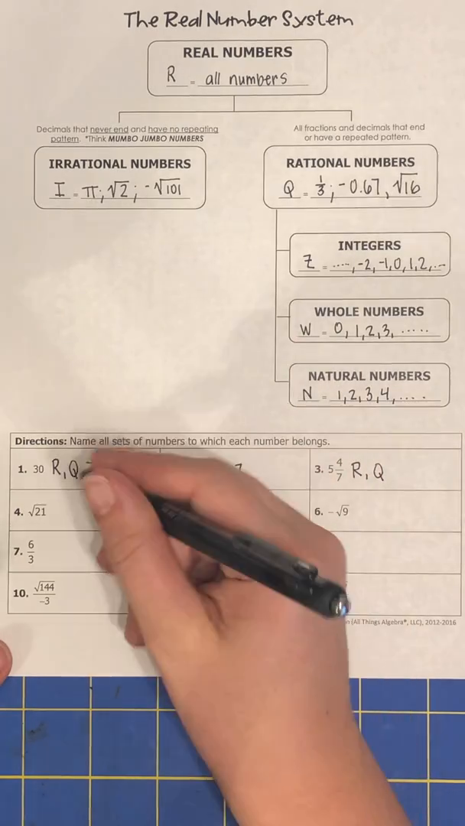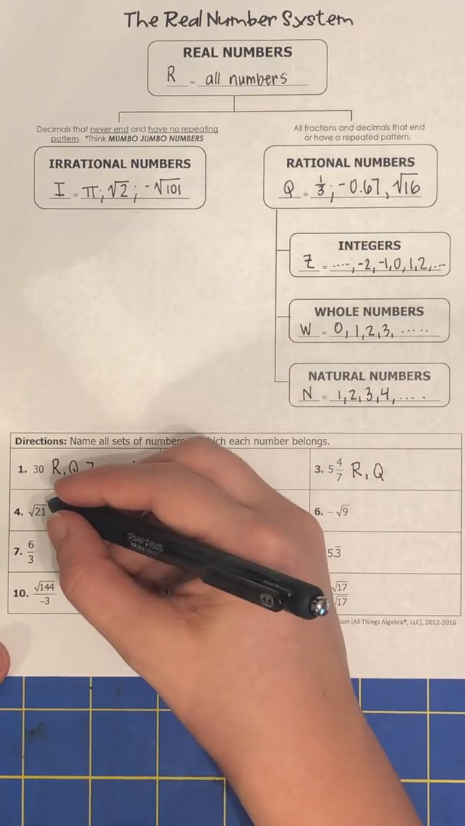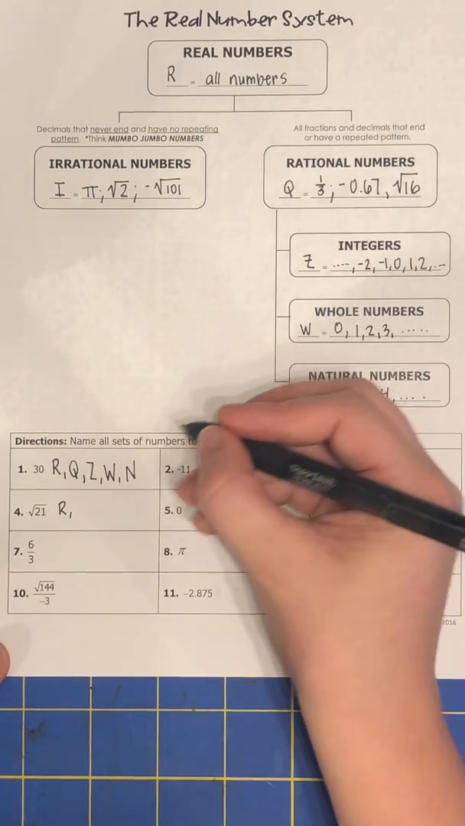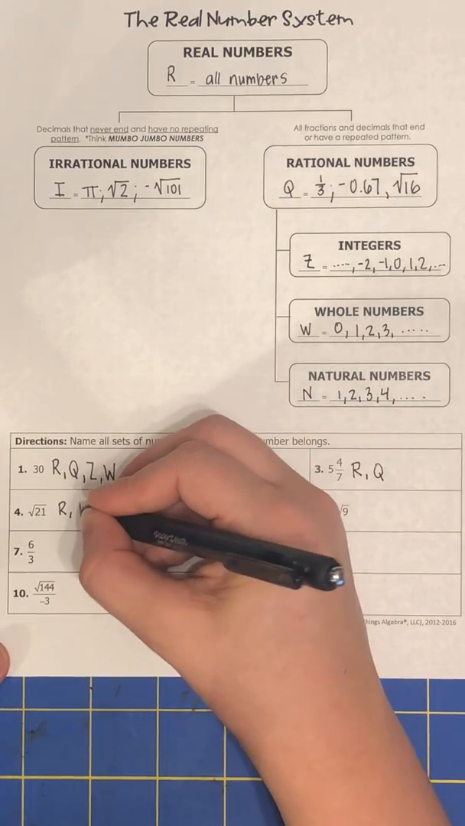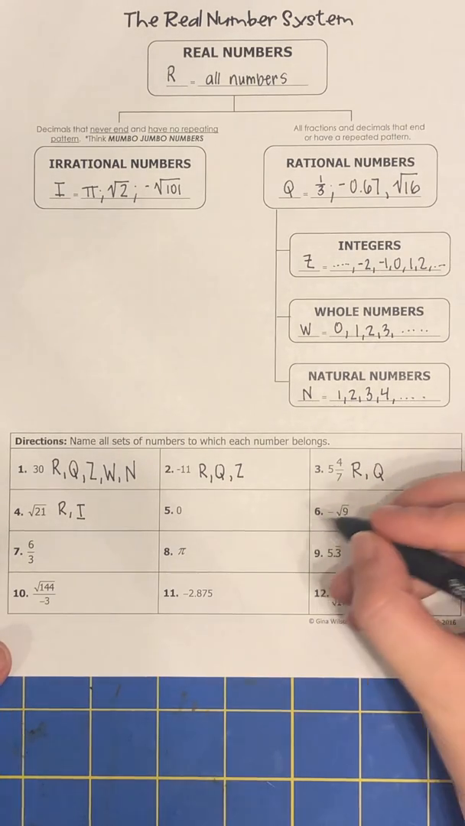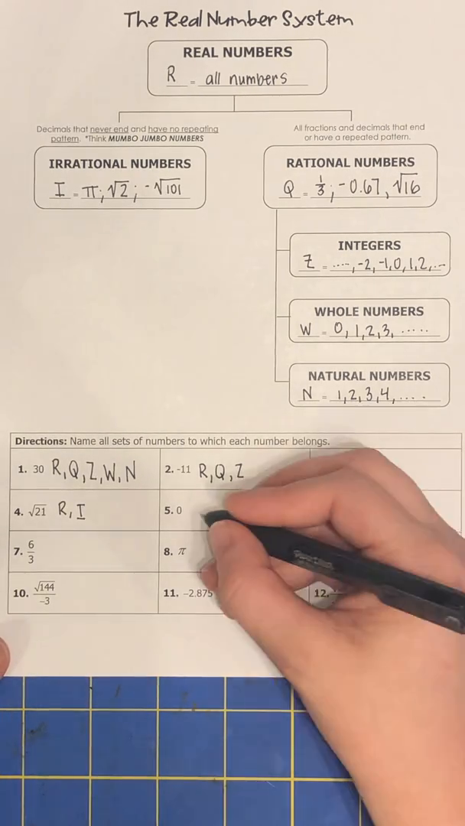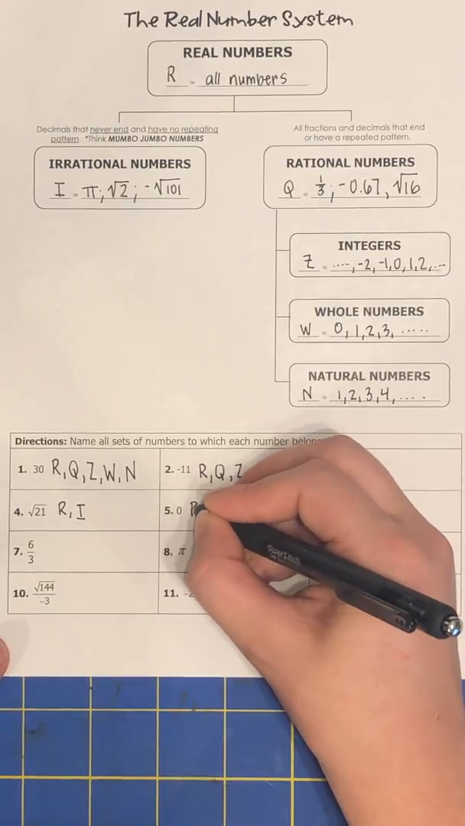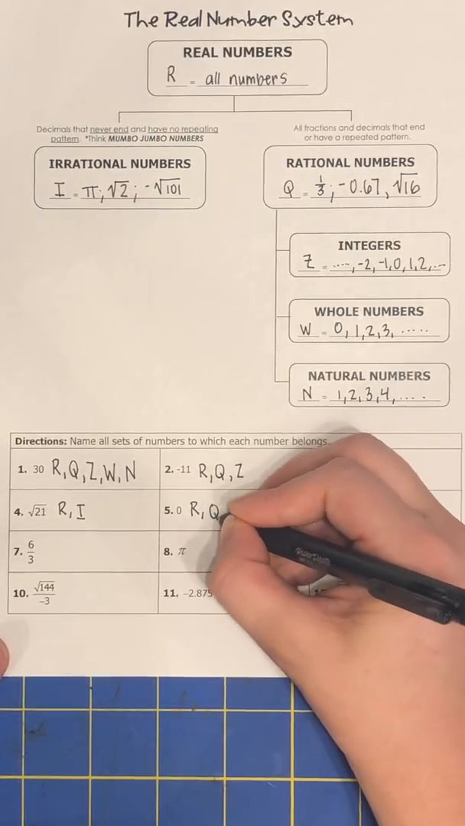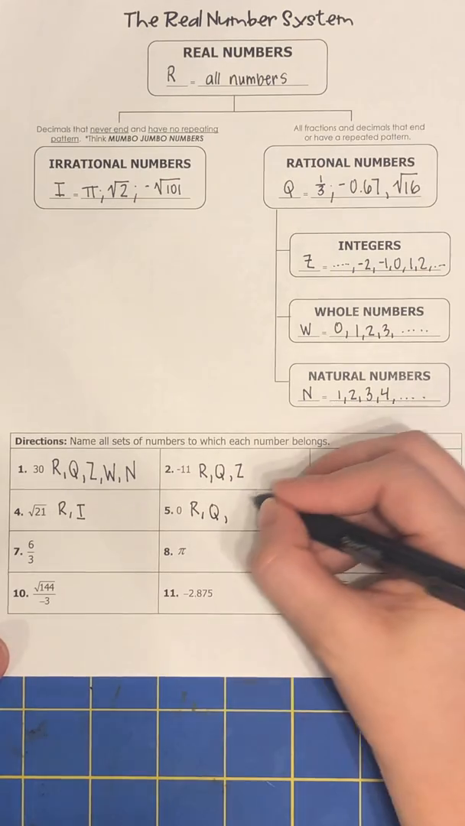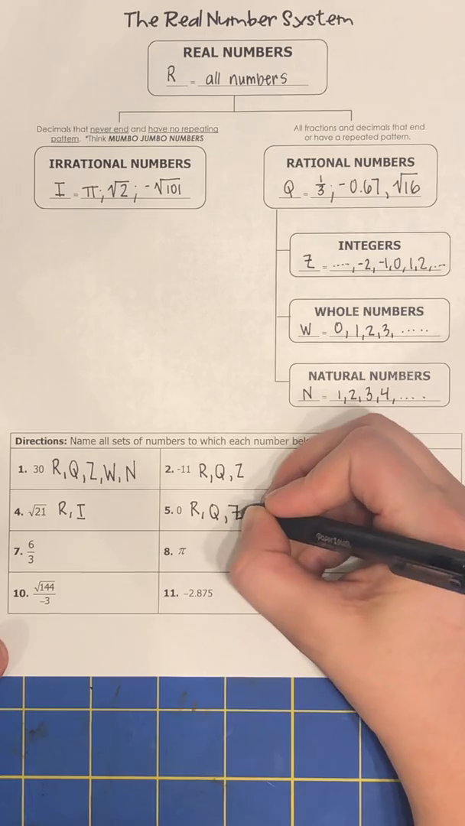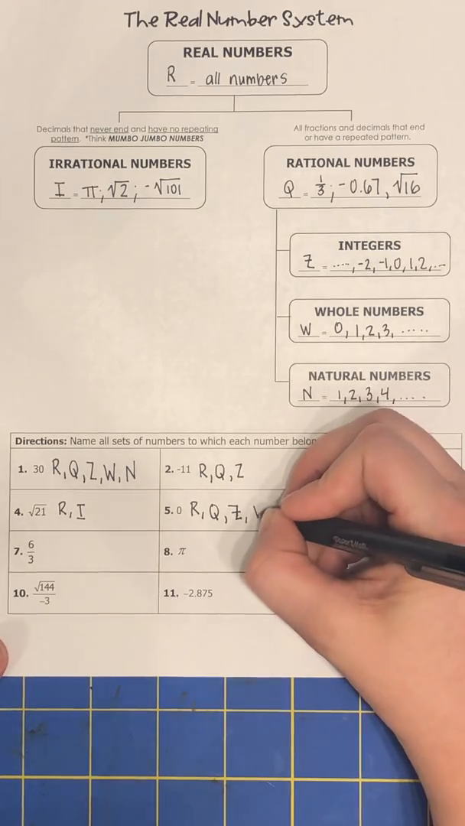The square root of 21, 21 is not a perfect square. It is a real number, but it's not a perfect square, so therefore this is an irrational number. The number 0, it's a real number, we know that. It is a rational number. It's also an integer. 0 falls in the integer category, the letter Z, and then it also falls under the whole number category.